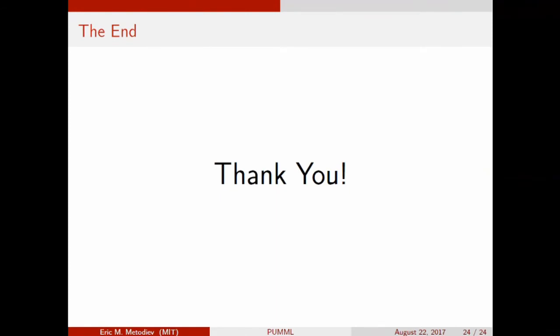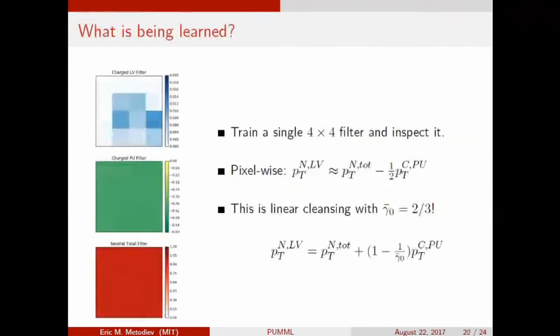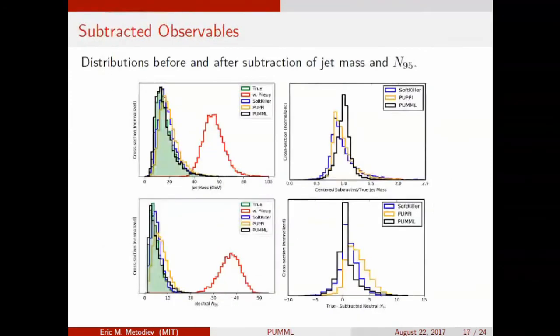So with high Pileup, they become less sparse. Neutral N95 is just an infrared and collinear safe measure of how activated your image is. And with Pileup, you get around 40 out of 81, so about half of the pixels are activated.